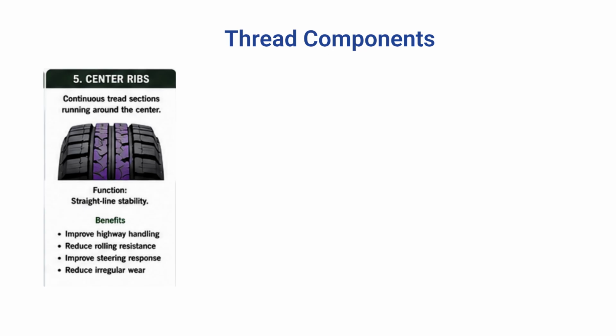In this image, we explain 4 additional tread features that improve tyre stability, grip, protection, and durability. First are the center ribs. These are continuous tread sections running around the middle of the tyre. They improve straight-line stability, steering response and highway handling, while also reducing rolling resistance and irregular wear. Wider or additional center ribs generally improve road performance.